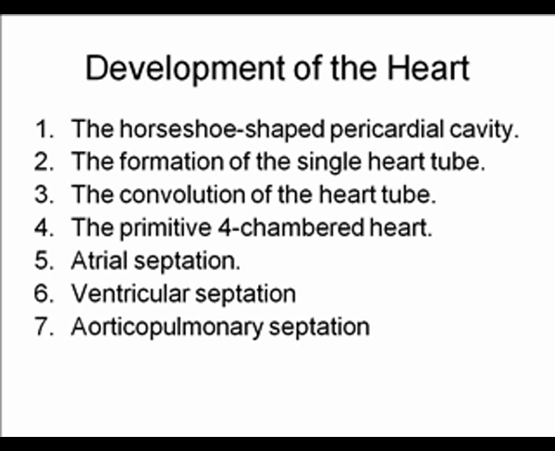To discuss the development, we'll start with a horseshoe-shaped pericardial cavity. We've already seen this in introductory lectures. We'll talk about how that horseshoe-shaped cavity via lateral body folding becomes a single heart tube. We'll talk about the convolution of that heart tube, the formation of the primitive four-chambered heart, and atrial and ventricular septation.